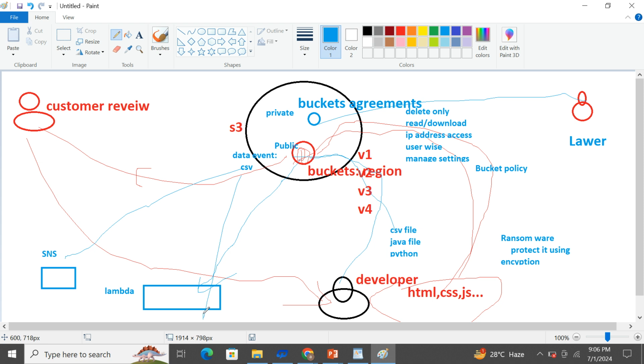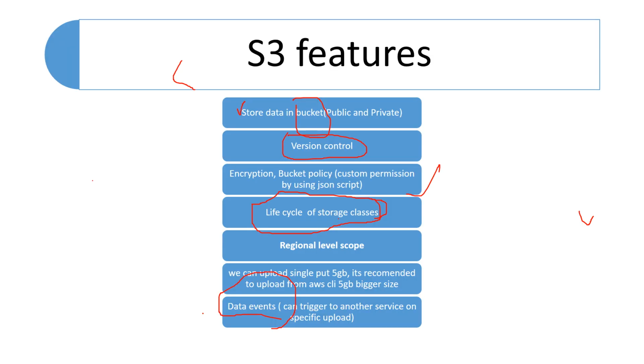So these are the features. We have explained a lot of terminology: bucket, access control, encryption, bucket policy, life cycle, data event, data replication.